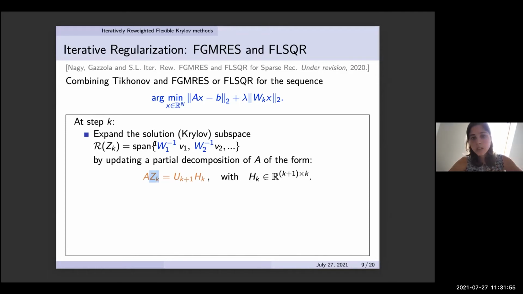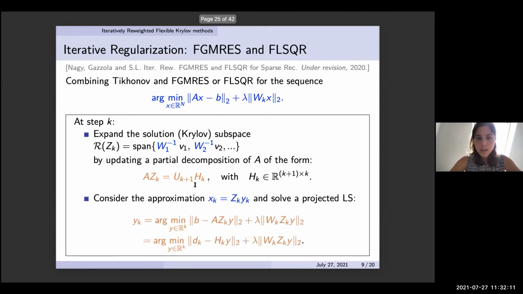But what is really relevant is that each of the columns of this Z_k, which span this flexible Krylov subspace, are now pre-multiplied by these weights. And again, the projection step is exactly the same thing. You basically take your solution, you assume that your solution is a linear combination of the columns of this matrix, and then you go to the original problem, substitute your solution, and then you have this least squares problem.